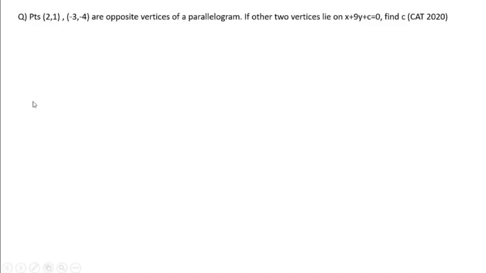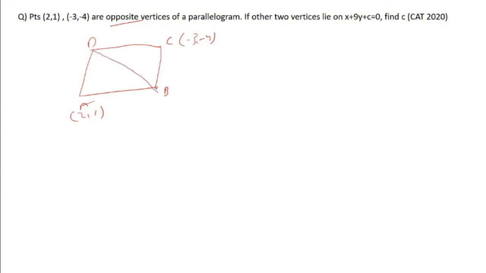Points 2, 1 and minus 3, minus 4 are opposite vertices of a parallelogram. Now here they are saying that those are opposite vertices, so we don't need to check what the sequence is and all, because they are already saying that they are opposite vertices. Right. So A, let's say, is 2 comma 1, and C basically, since it's opposite, is minus 3 comma minus 4. If the other two vertices lie on the line x plus 9y plus c equal to 0, so this line is given as x plus 9y plus c equal to 0, find c.